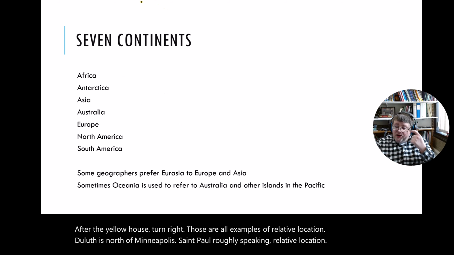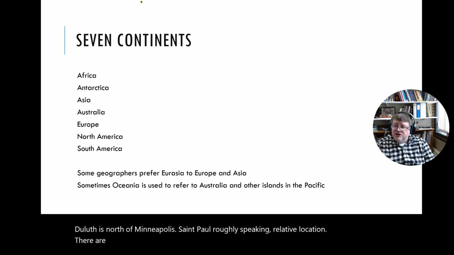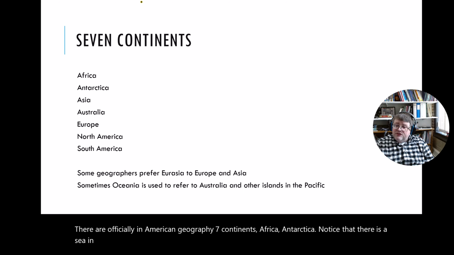There are officially in American geography 7 continents: Africa, Antarctica. Notice that there is a sea in Antarctica. Asia, Australia, Europe, North America, South America.